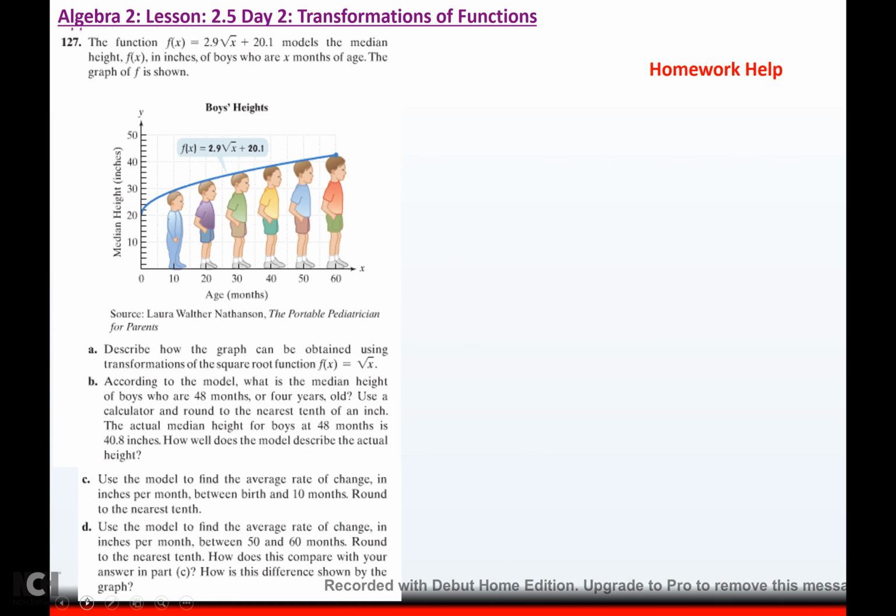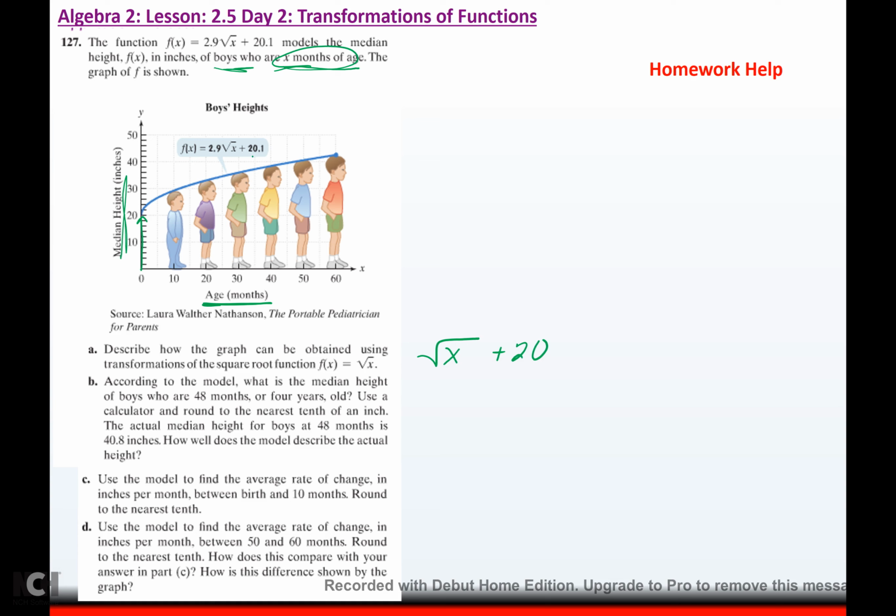Alright, some homework help. They give you this function, 2.9 times the square root of x plus 20.1. It models the median height, f of x, in inches of boys who are x months of age. So x represents their age in months, and the y-axis represents their height. It says, describe how the graph can be obtained using transformations of the square root function, square root of x. Well, guys, they moved 20 units higher, didn't they? So wouldn't I take the mother function and add 20 to the end?